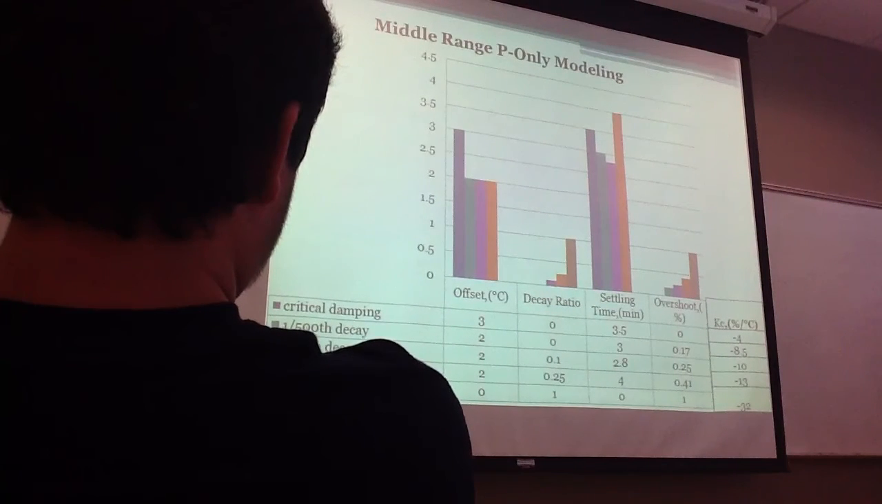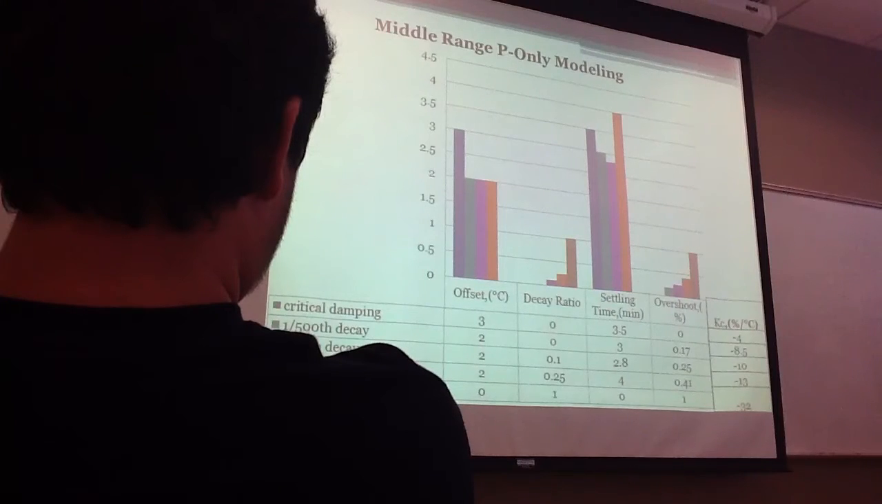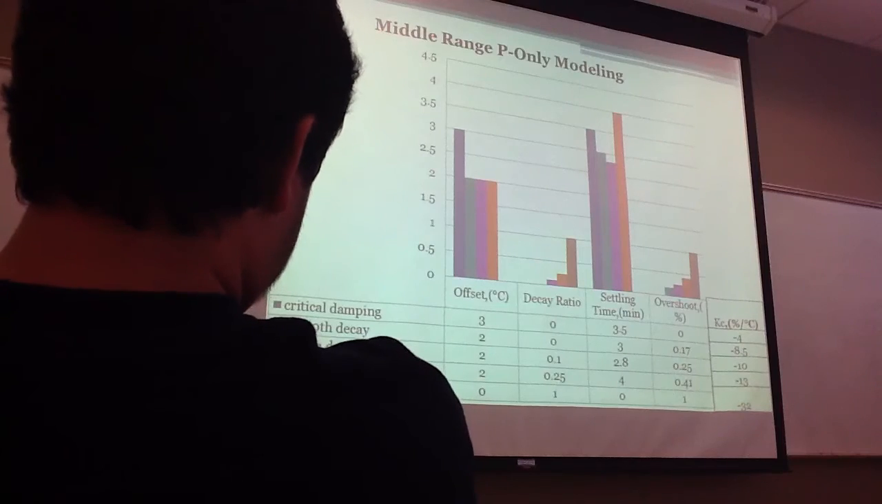Again, it's kind of the same story in the middle range. Settling time went up towards the quarter decay, which makes me wonder if something was missed in the analysis, like you've gone past what it should have been for the controller gain there.